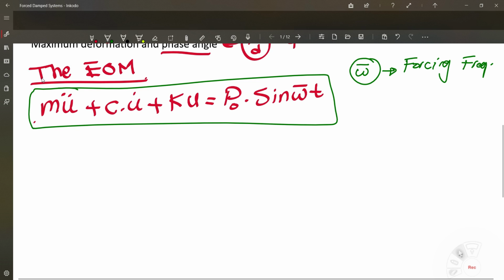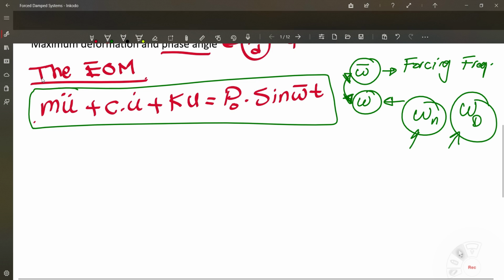Sometimes in the textbook, especially in Chopra's book, you're going to find that only omega is being used. So omega or omega bar, they are used interchangeably, they are the same here. Do not be confused with this. And whenever we mention omega n, for example natural frequency, or omega d, it is related to the structure itself. This is only so that you are not confused.